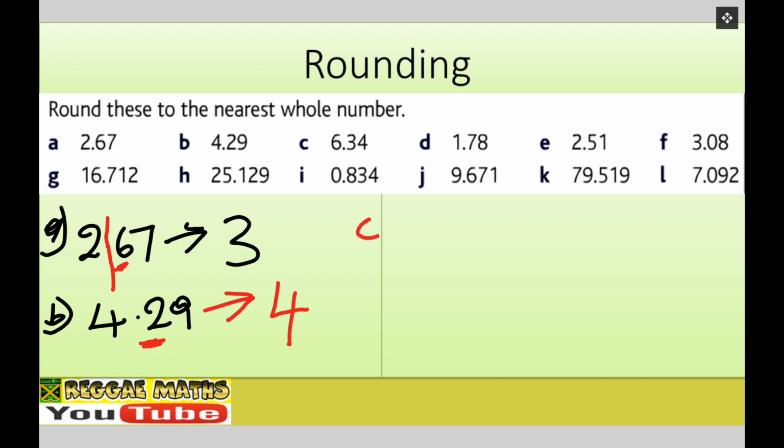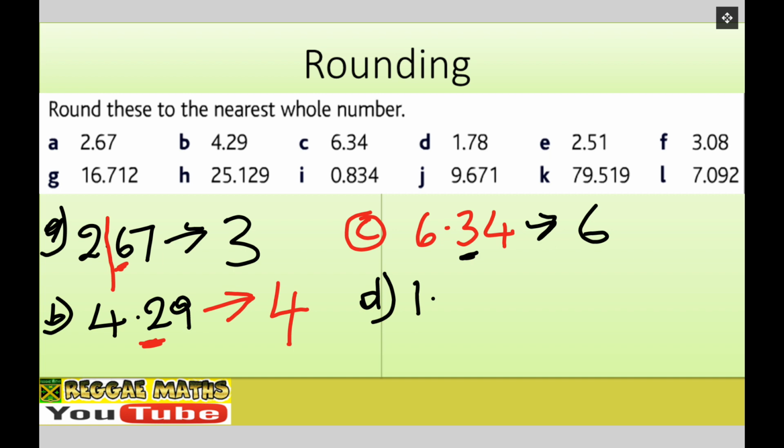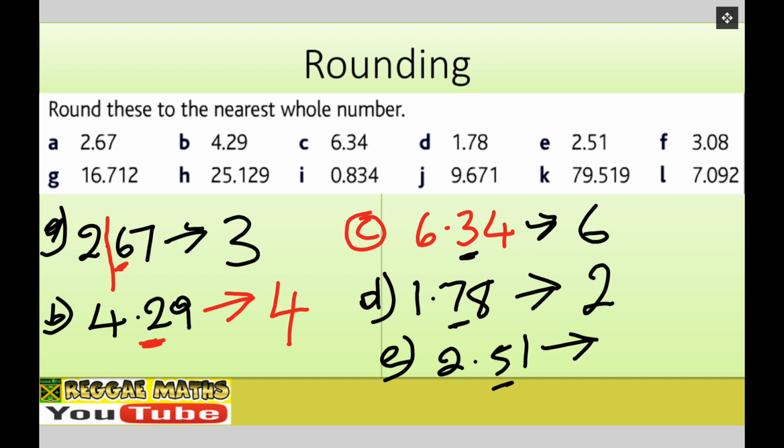C, 6.34. First decimal place is below 5, so that's 6. D, 1.78. So again, looking at the first decimal place, it is above 5, so it's 2. E, 2.51. So the first decimal place is 5, so 3.